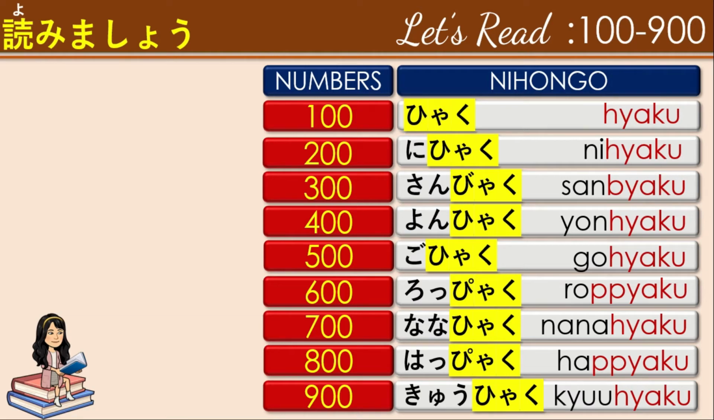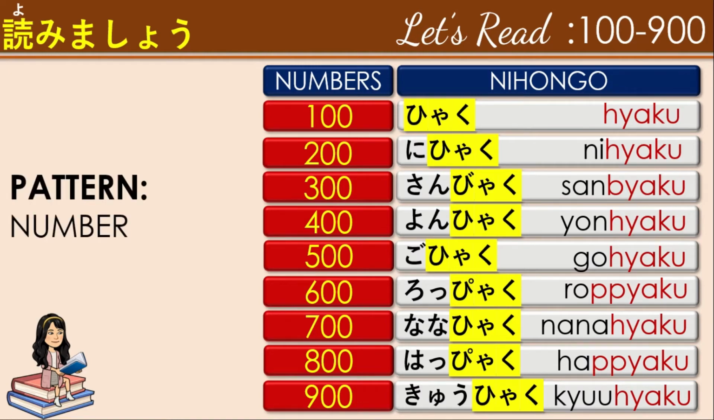Yes, you have there yaku. So the pattern here is the number plus yaku. For example, let's say 500. The number here is 5. There are five 100s, so we are going to write 5, then we will have yaku. So 5 in Nihongo is go. So you'll have there go, yaku.